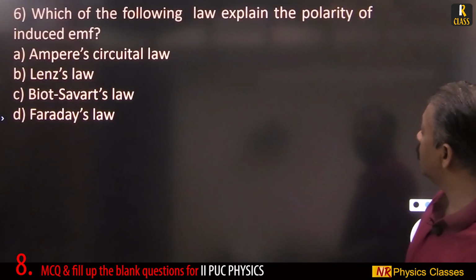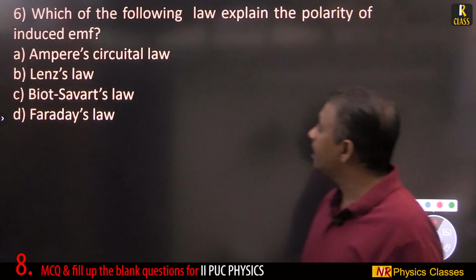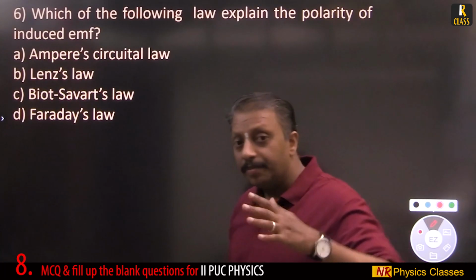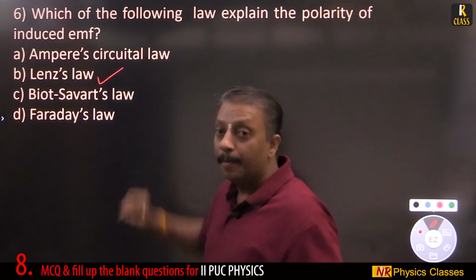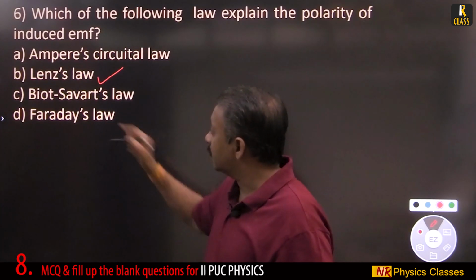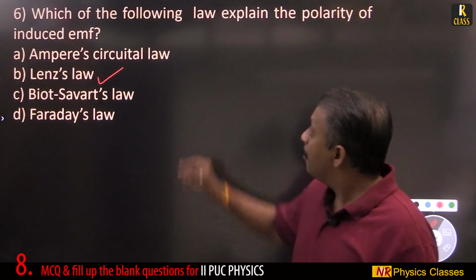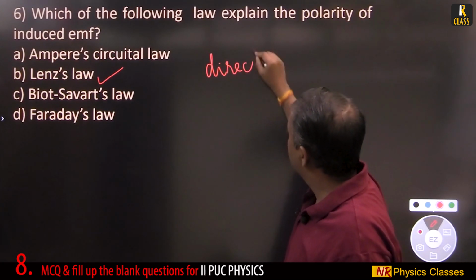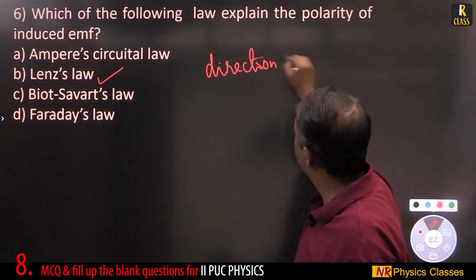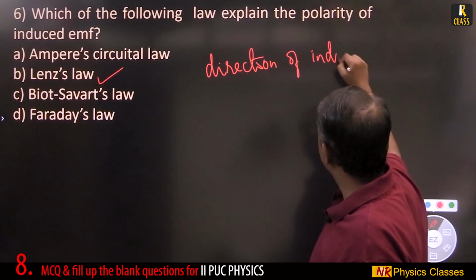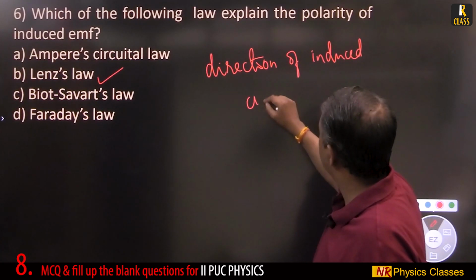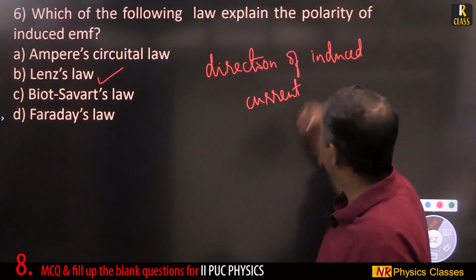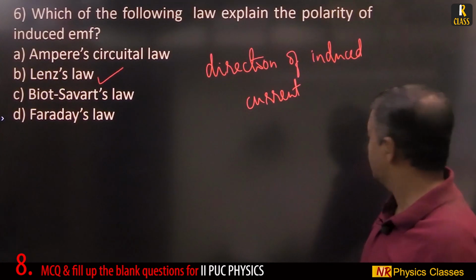Which of the following laws explains the polarity of induced EMF? Polarity means Lenz's law. Magnitude means Faraday's law. Polarity of induced EMF, or direction of induced current.